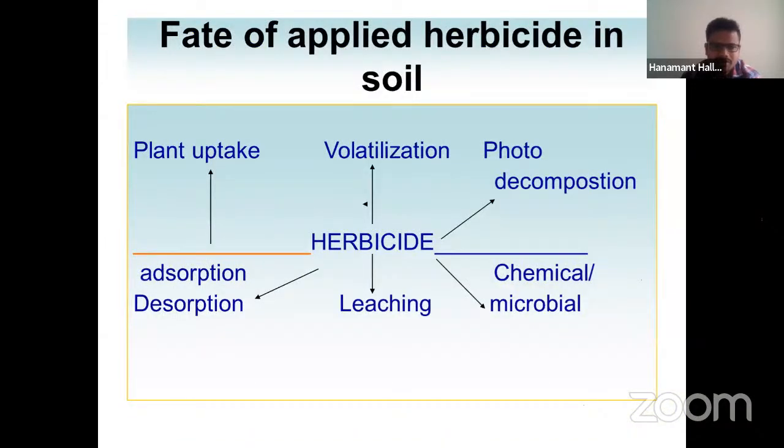So this is the fate I discussed. Plant uptake. Some portions of herbicides will go as volatilization loss, then photodecomposition from light. Then some of the herbicides will be taken up by the growing crop plants. Then some of the herbicides will be lost through adsorption, desorption, leaching, and chemical and microbial decomposition.